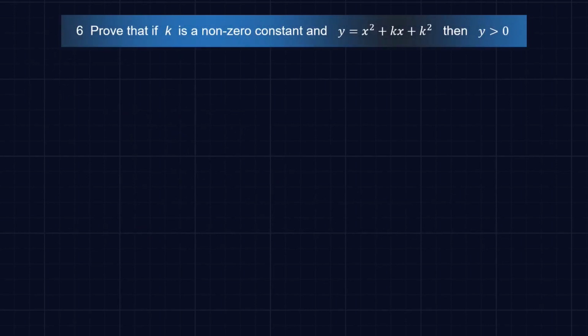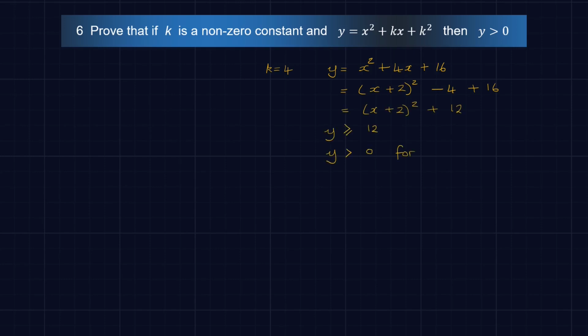Here's our last example. Again, let's try and get a feel for what we have. We're told that k is a non-zero constant. So let's try putting k equal to something convenient like 4. That would give y equals x squared plus 4x plus 16, a quadratic. And we want to show that y is greater than 0. Hopefully we'll spot we could complete the square to give this, which means that y is greater than or equal to 12, which means y is definitely greater than 0 for all values of x.